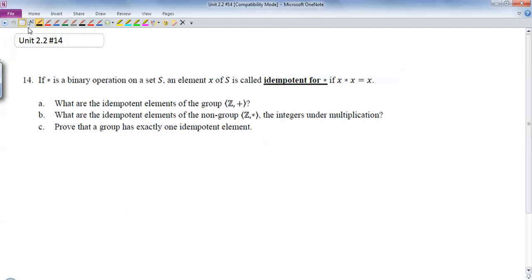Okay, so this is 2.2, number 14, which is dealing with something called idempotent elements. Idempotent means if you multiply an element by itself, you actually get the same element back. Okay, so what are the idempotent elements of the group Z plus?